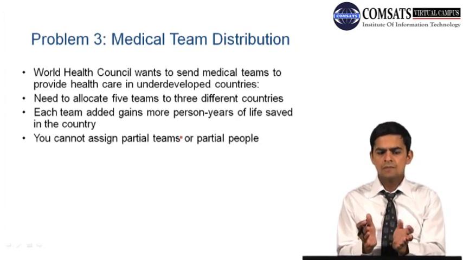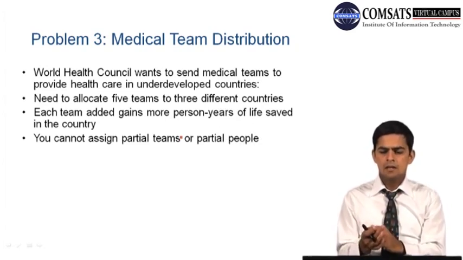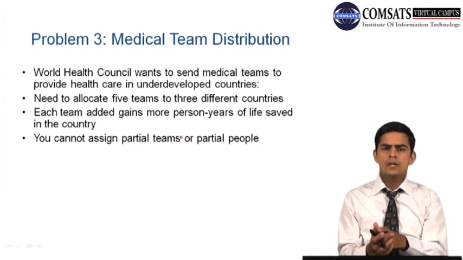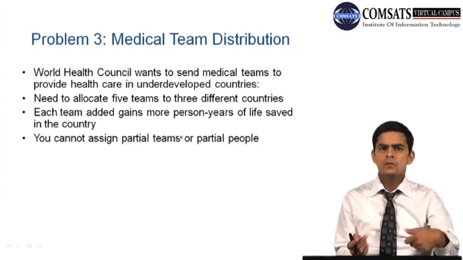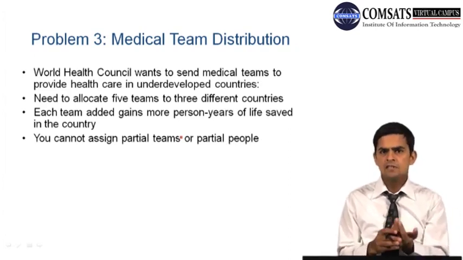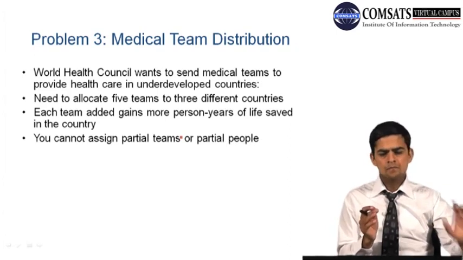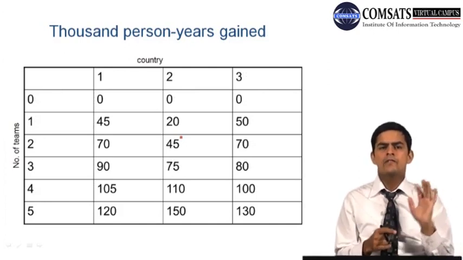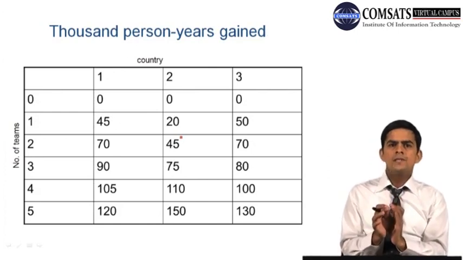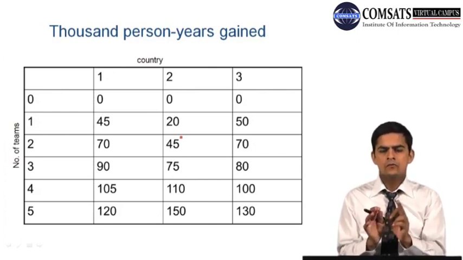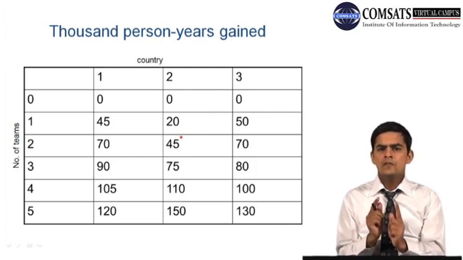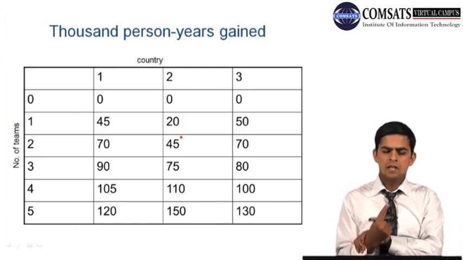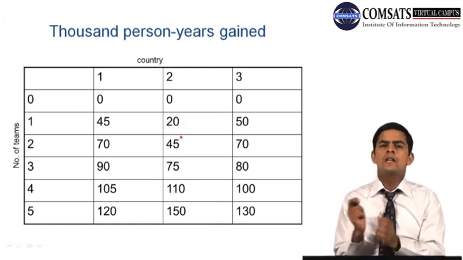The second restriction is each team added gains more person years of life saved in the country. If you send 1 team to one country, it will probably save lives. If you send 2 teams to a certain country, it will probably save more lives. Here is a table which tells you that there are 3 countries, 1, 2, 3, and the number of teams, 1, 2, 3, 4, 5. If you send 1 team to country 1, it will save 45 lives. If you send 1 team to country 2, it will save 20 lives. If you send 1 team to country 3, it will save 50 lives.